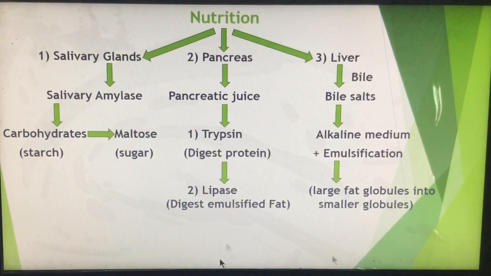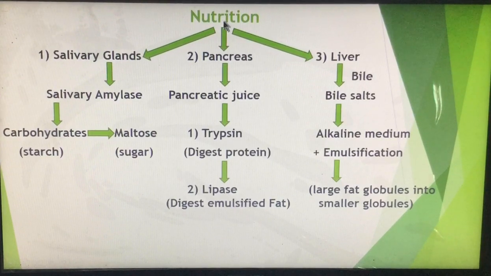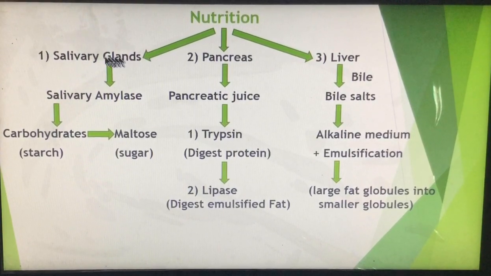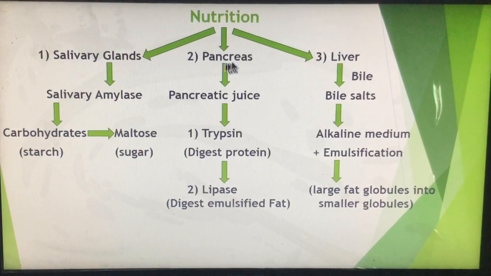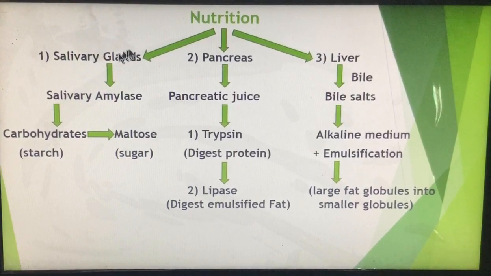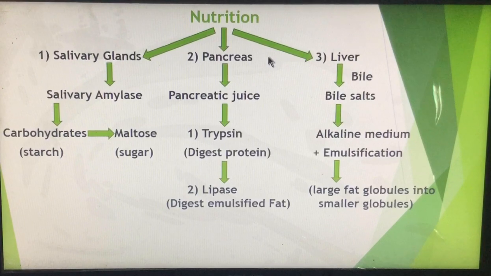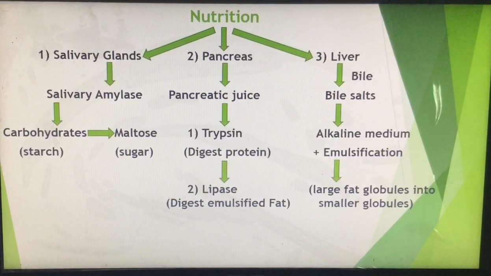Pancreas. I told you that in nutrition in humans, that is the digestive system in humans, there are three accessory digestive glands. And what are those? One is the salivary gland, second is the pancreas, and the third is the liver. These are in addition to the glands present at the wall of the stomach, known as gastric glands, and the glands present on the wall of the small intestine, known as intestinal glands.